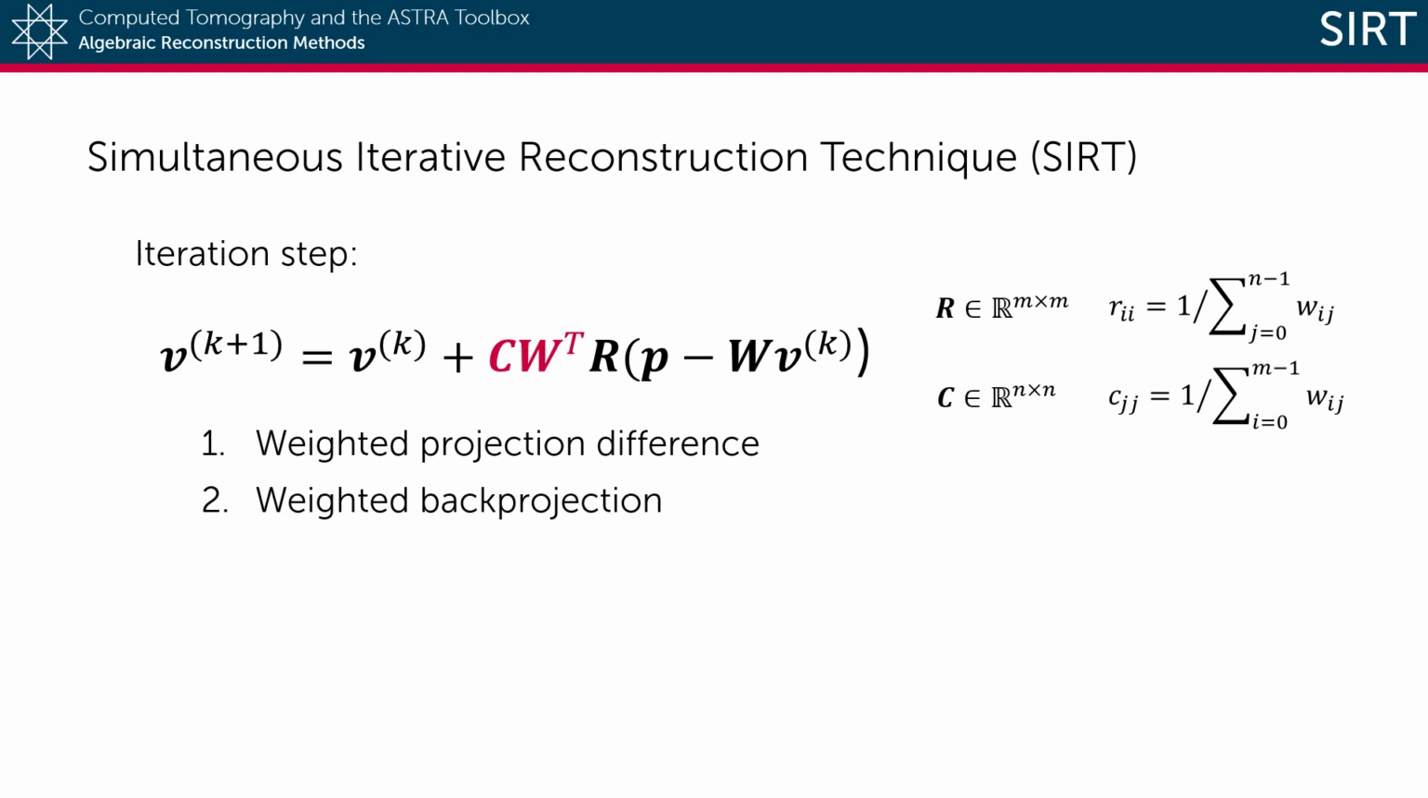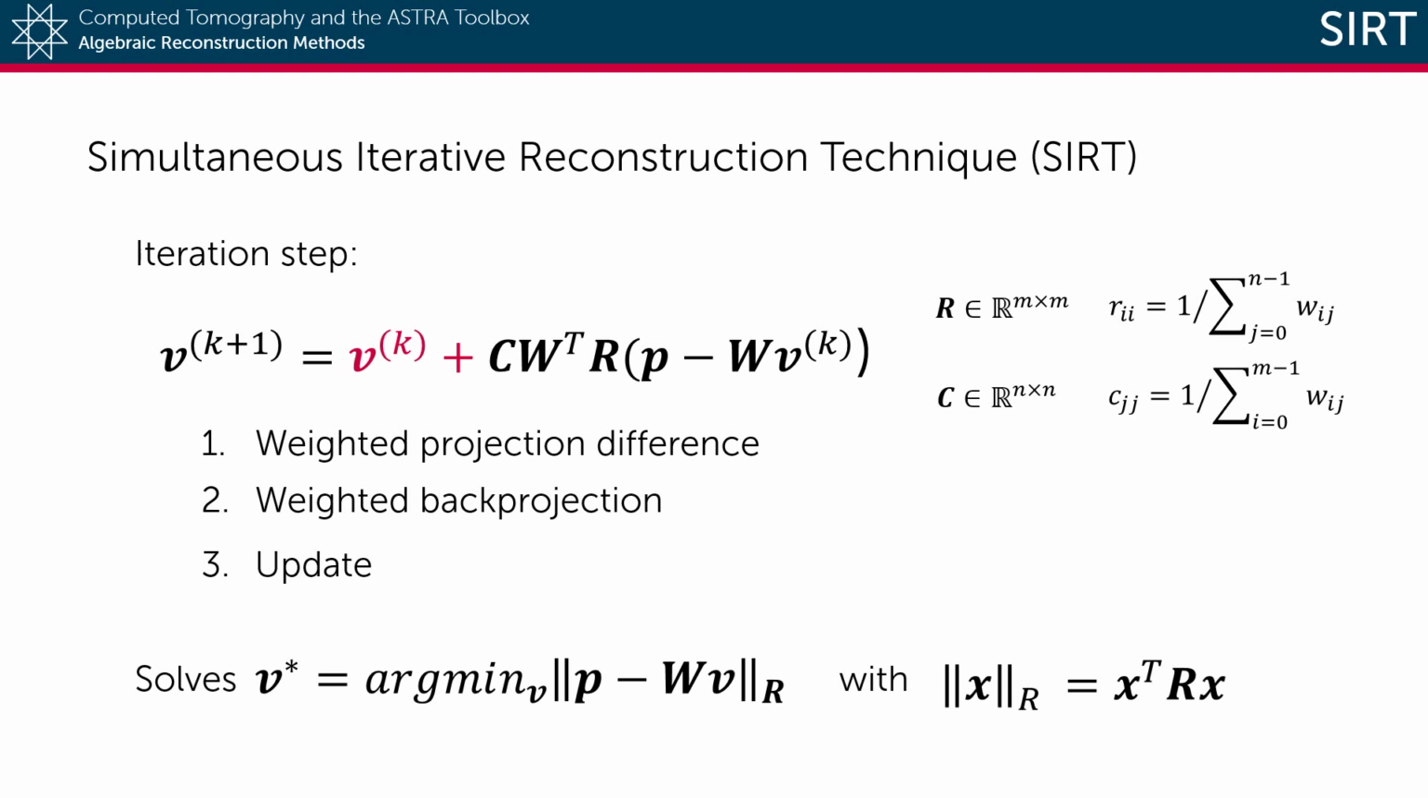In a second step, this weighted projection difference is back projected by multiplying it to the transpose of the projection matrix. And the result of this is then again weighted, this time with the inverse column sums of the projection matrix. Finally, this weighted back projection of the projection difference is then added to the current reconstruction. Now it can be proven that by following these update steps, the reconstruction volume V converges to a weighted least square solution where the weights are defined by the inverse row sums.